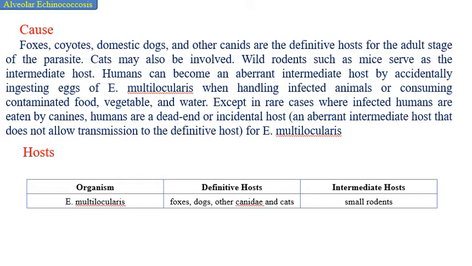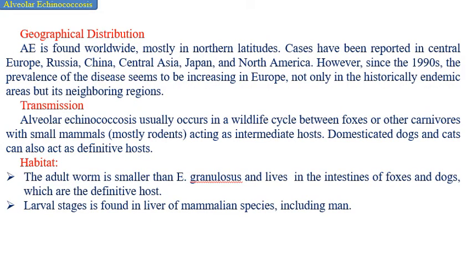Humans are incidental, an aberrant intermediate host that doesn't allow transmission to the definitive host. For Echinococcus multilocularis, the definitive hosts are foxes, dogs, the canids, and cats. Intermediate hosts are small rodents. Geographical distribution: alveolar echinococcosis is found worldwide, mostly in northern latitudes. Cases have been reported in Central Europe, Russia, China, Central Asia, Japan, and North America.